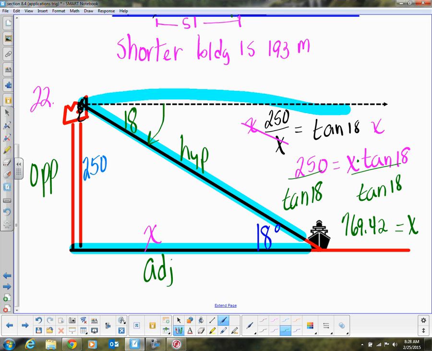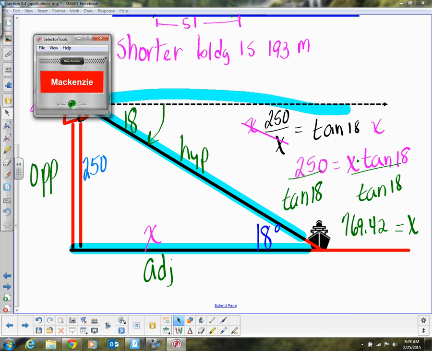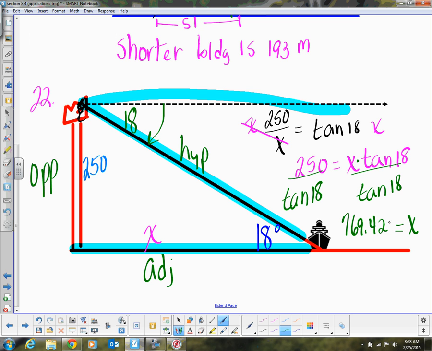Now, we want to get nearest foot. So what does nearest foot mean? Stephanie? And what's my unit? So the ship is about 769 feet from the base of the statue. And it's actually heading into the harbor, so hopefully it doesn't run into the statue.